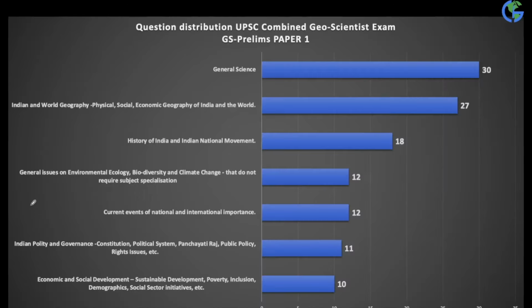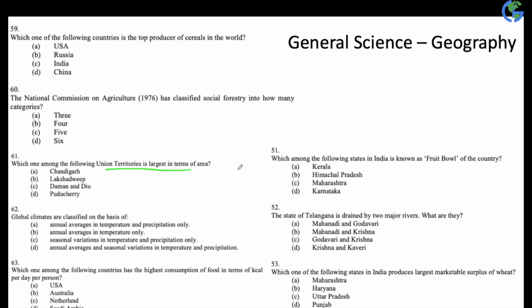Now if you look at the geography questions here, there are 27 questions. The basic questions come like, which country is the top producer of cereals, which union territory has the largest area. Now these are factual questions. Which state is known as the Indian fruit bowl of the country, right? So Himachal Pradesh. So some answers you might know. The state of Telangana is drained by two major rivers, right? So it is Krishna and Godavari.